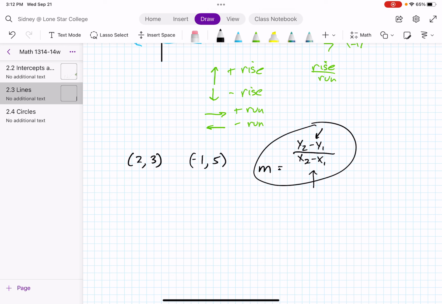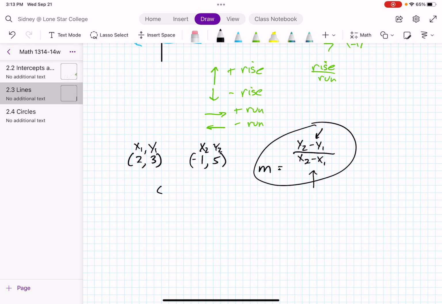And to do this, a way to show work non-graphically would be to simply say, okay, I'm going to call this point 1, x1, y1, and I'll call this point 2, x2, y2. And if I do this, I can plug these points into this formula, which is just a generalized way of counting like we did, and say y2.